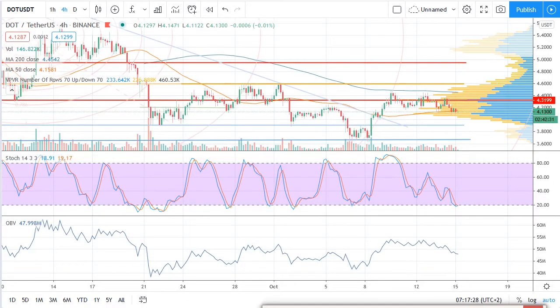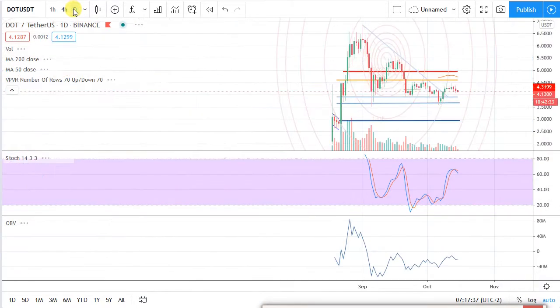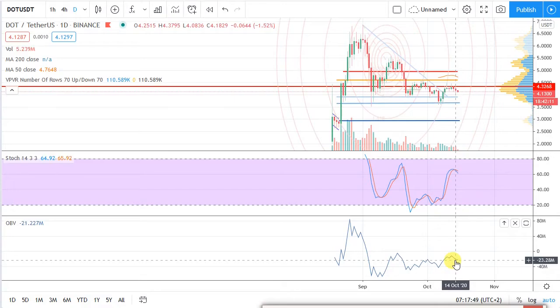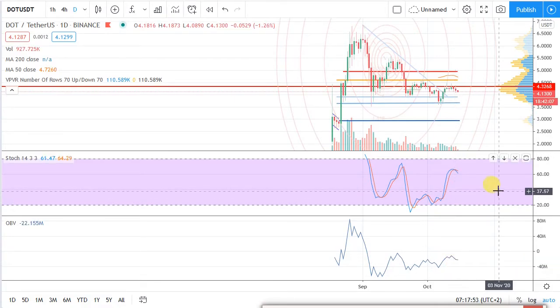Polkadot. Polkadot is sitting at $4.13. The stochastic is at the bottom. It's about to head on the up cycle on the 4-hour chart. But where is it on the 1-day? Well, we've rounded off. We never made it to overbought territory. Price momentum is heading downward. Stochastic is heading downward. On-balance volume is headed downward. So do you think it'd be a good idea to buy tonight? Nope, I'm not taking a chance.